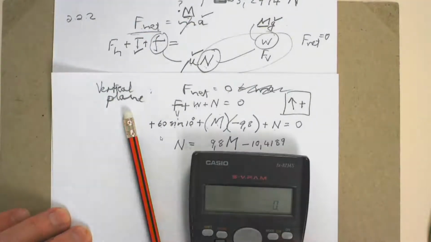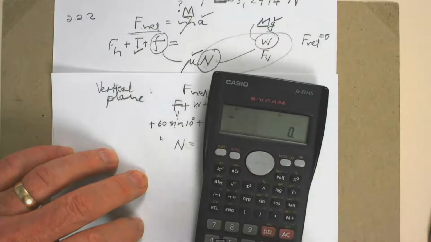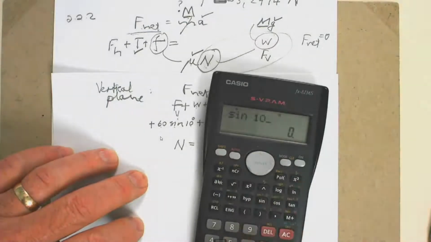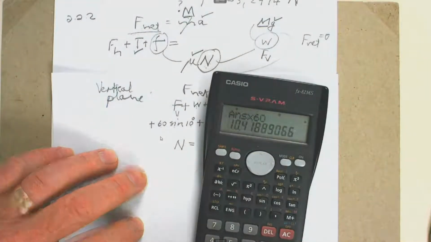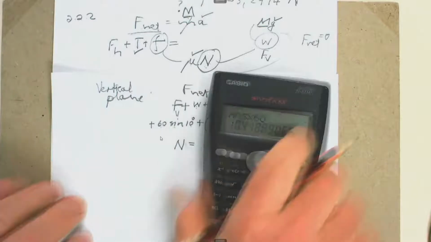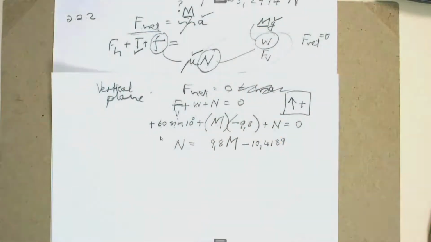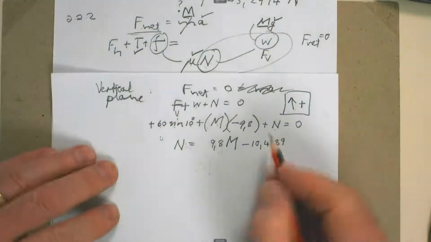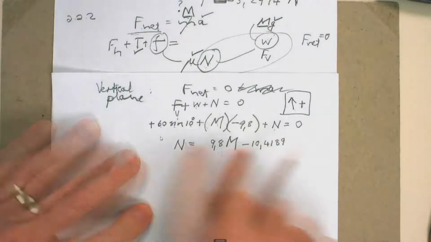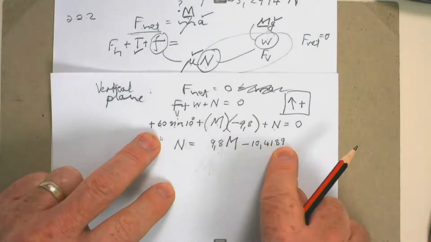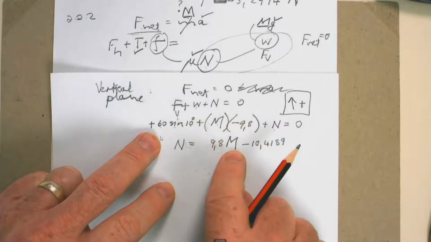I just want to check this number. Sine of 10 is equal to that multiplied by 60. Yeah, it's 10,4188 something, so make it 10,4189. Okay, let's just check. This is positive, so on that side it's negative. This is negative here, so on the other side it's positive.